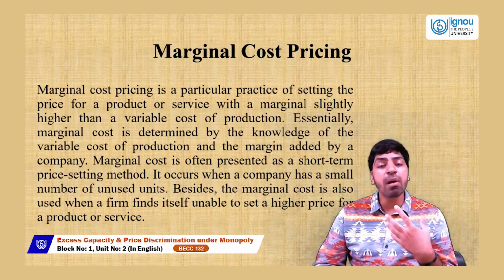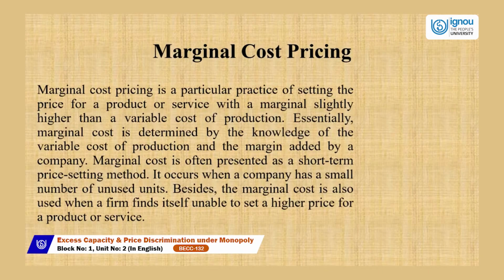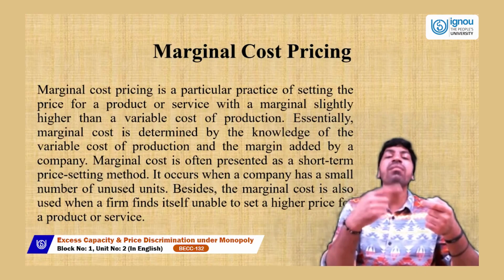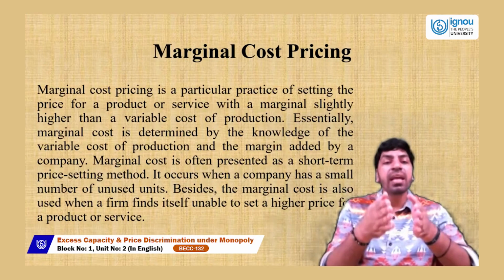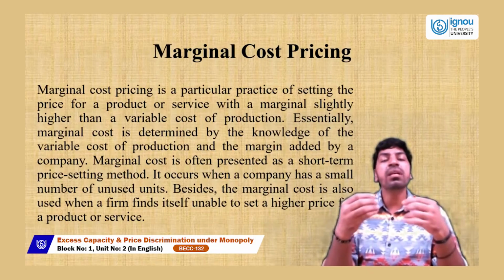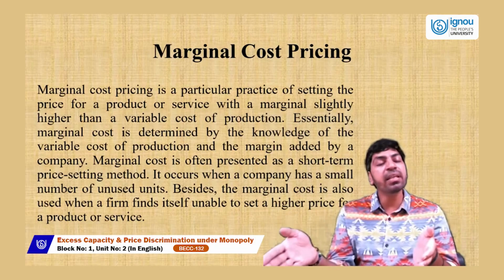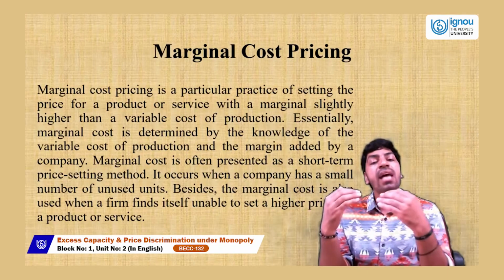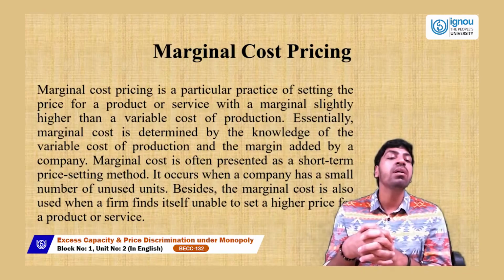So when you talk about marginal cost pricing, marginal cost plays a very important role. It has to be determined using knowledge of the variable cost of production, and the price should be slightly higher than the variable cost. So when the company decides a price higher than the variable cost of producing the same product, it is called marginal cost pricing.